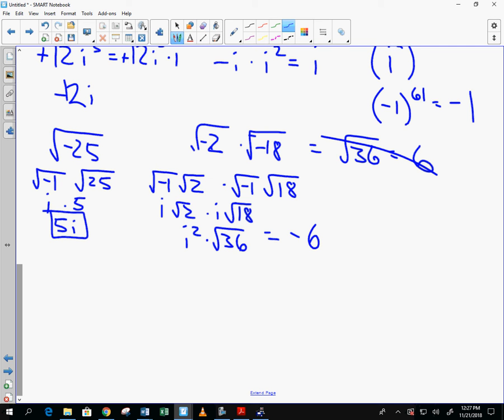It's very important that as you deal with square root of negative numbers, that you deal with the imaginary part. Okay? Got to consider that imaginary part. Now, I'm not going to try to trick you on that.